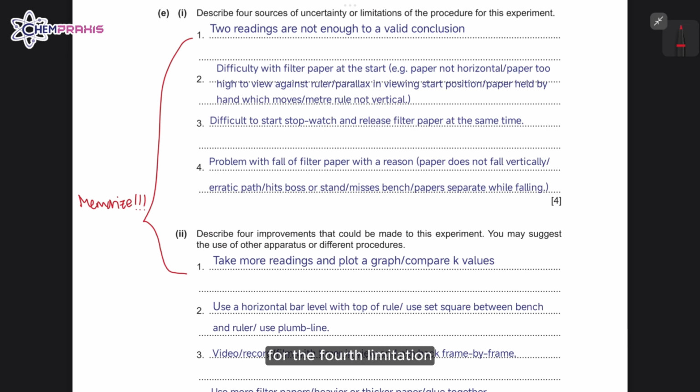For the fourth limitation, you can write problem with fall of filter paper, like paper does not fall vertically, erratic path, hits boss or stand, misses bench, paper separate while falling. And for the improvements, you can say use more filter papers, or use heavier or thicker paper, or glue them together, or switch off air conditioning, close windows, or use a windshield.